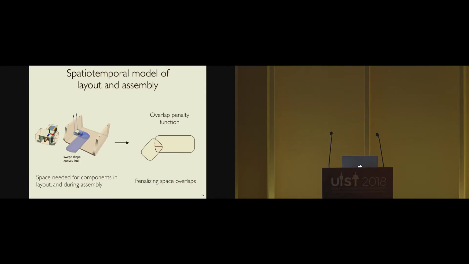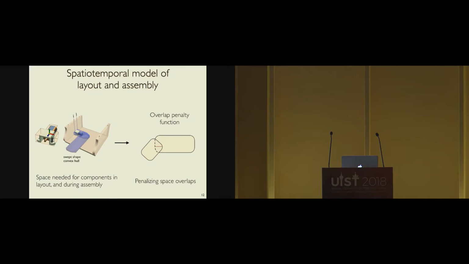Apart from the layout and assembly parameters, we also model the space needed by components in layout using shape primitives such as a set of locally defined bounding boxes. Such a set of bounding boxes for the motor component is shown in the picture there. Then, to model the space needed by components at assembly time, we sweep the components' shape primitives along the component's assembly path and construct a convex hull. We call the resultant shape a swept shape, and the swept shape for the motor component is shown as the blue shaded region in the picture up there.